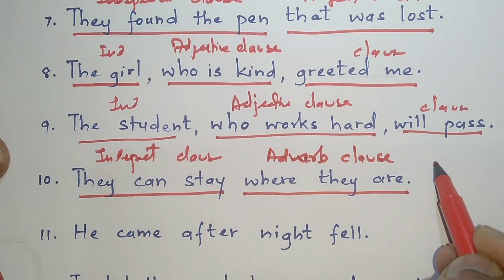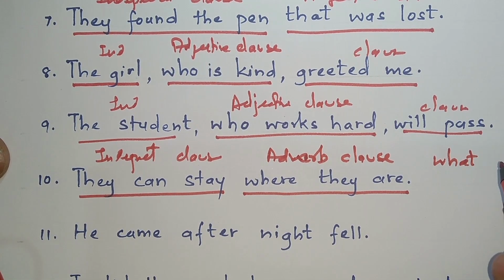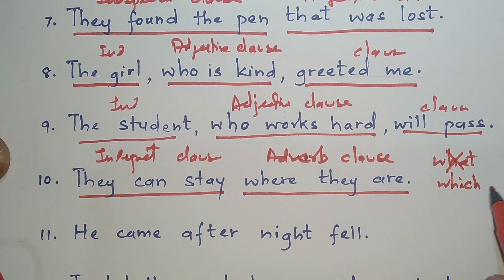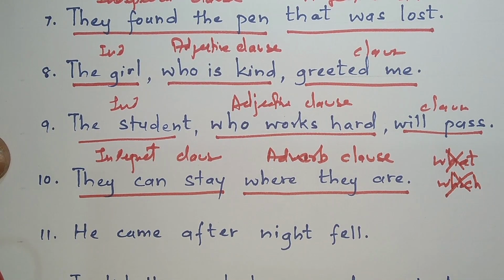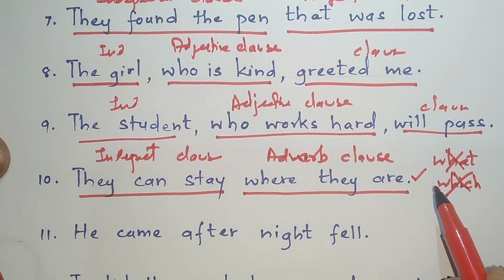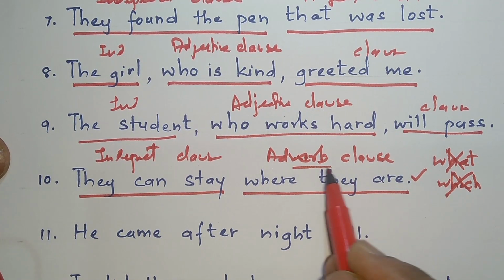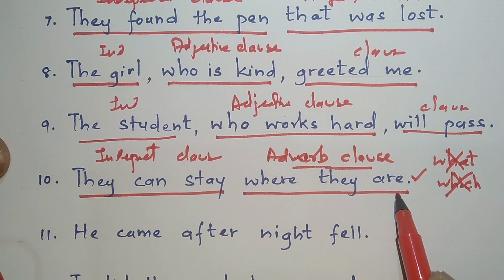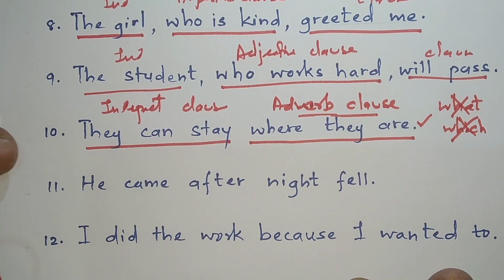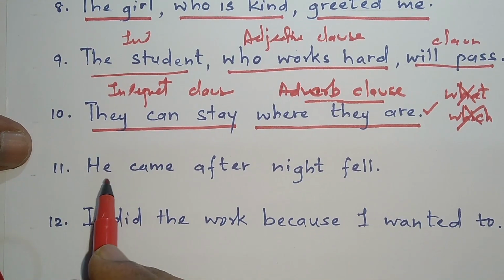You ask the question, what? You did not get the dependent clause as the answer. You ask the question, which? You did not get the dependent clause as the answer. So obviously, you are left with the adverb clause. So the dependent clause over here is an adverb clause. Come on, let's try this out.